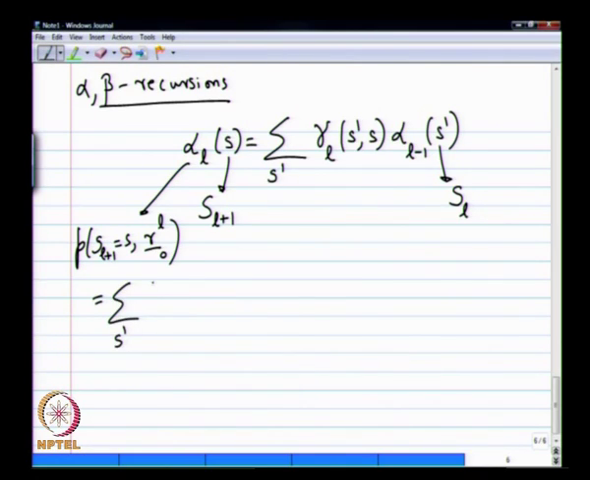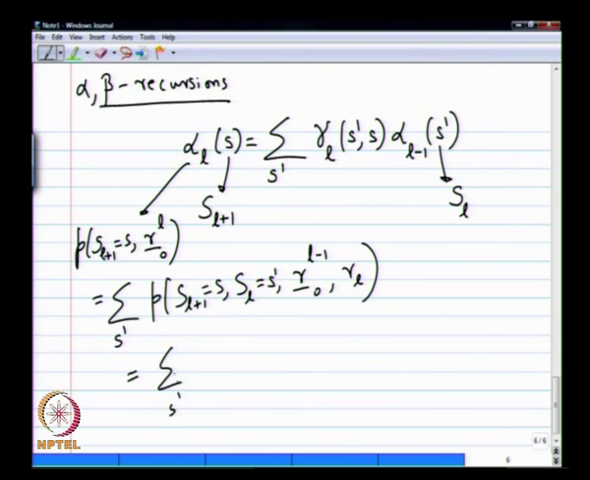So you do summation over S prime probability of SL plus 1 equals S comma SL equals S prime comma, you split that as 0 to L minus 1 and RL. Okay, so this is the first step that you do, and then what is the next step? You can easily figure it out from the formula that is given there, S prime. I am going to now use the Markov property. Is that okay? Okay, so I need an alpha here. I am going to condition on that.